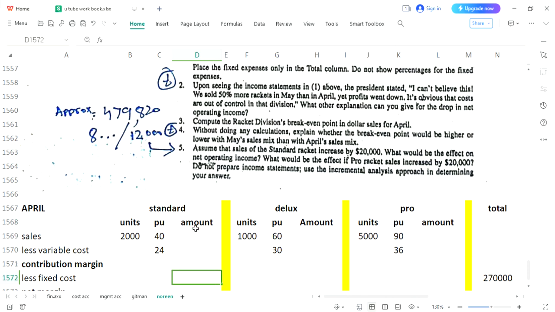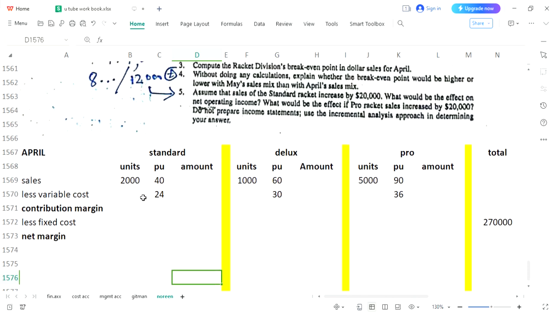It's time to start our calculations. First thing first, units for sales are always same as units of variable cost. You can write over here. In the similar way, for second product, selling units were 1000. 1000 would be units for variable cost. Then we will come to the Pro. 5000 were the units for Pro, and the same 5000 units will be used for cost as well.